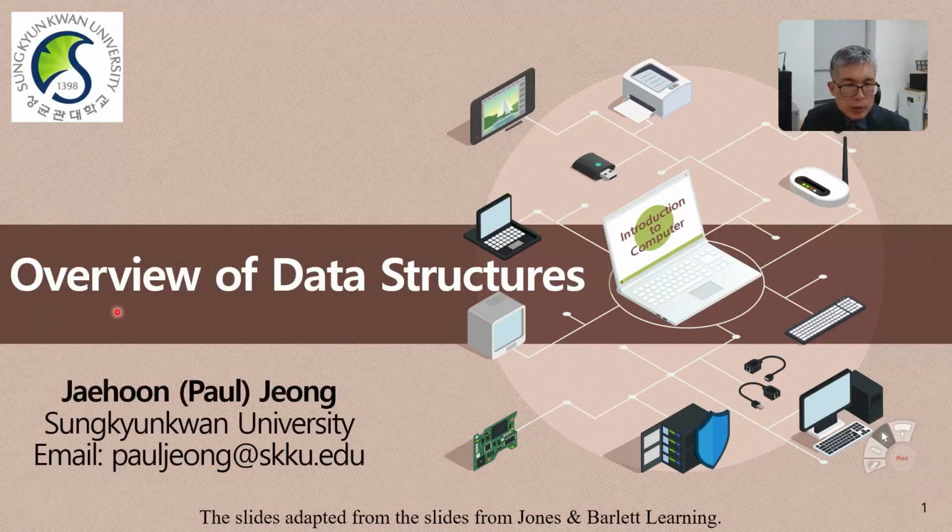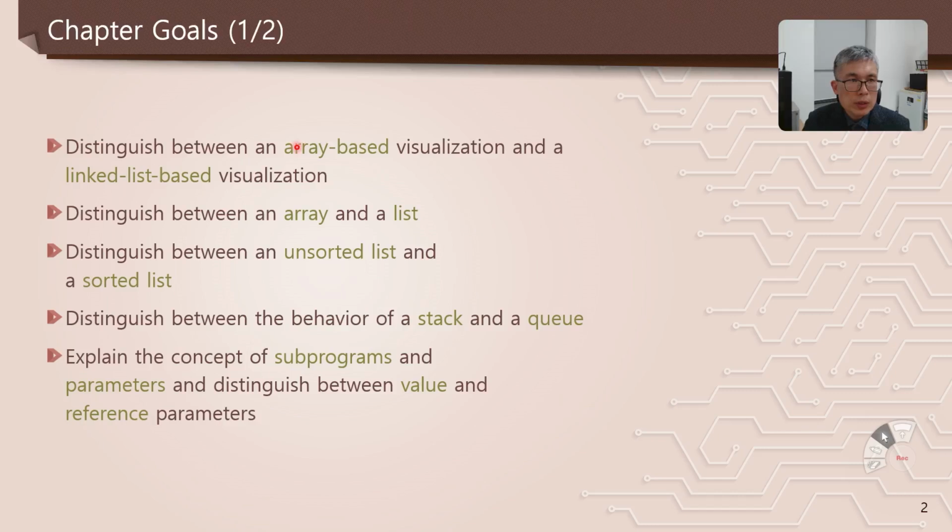I will explain the overview of data structures. This chapter we have goals. First of all, we want to distinguish between an array-based implementation and a linked list-based implementation. Secondly, distinguish between an array and a list.